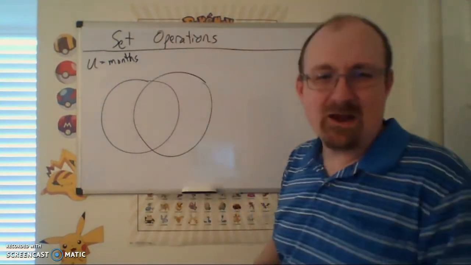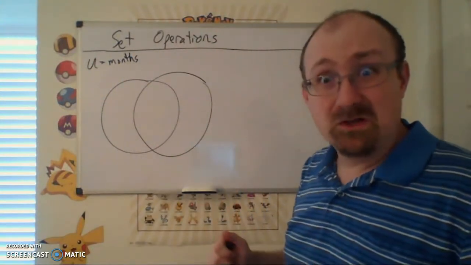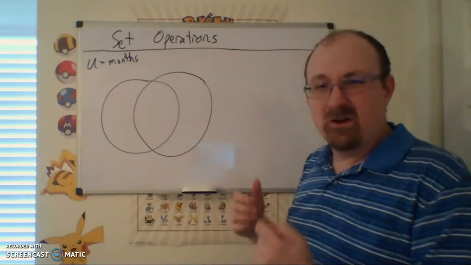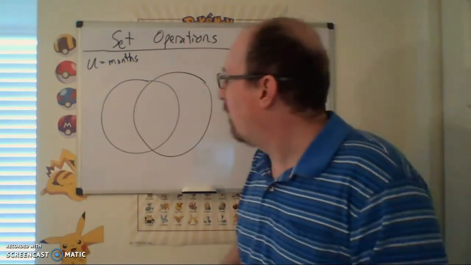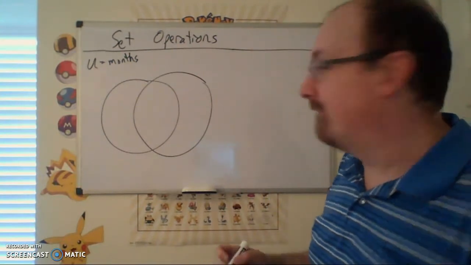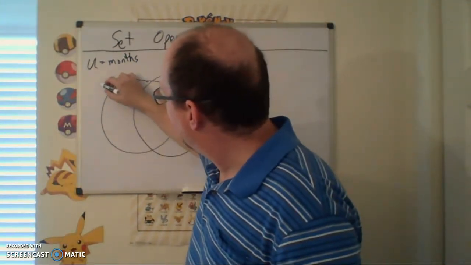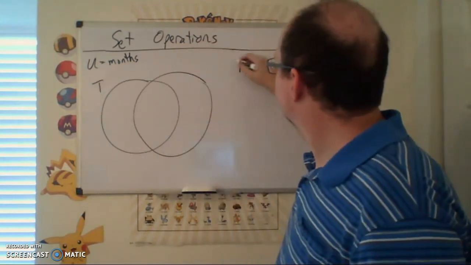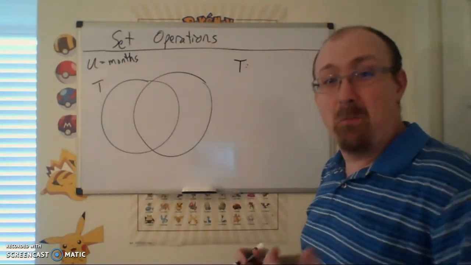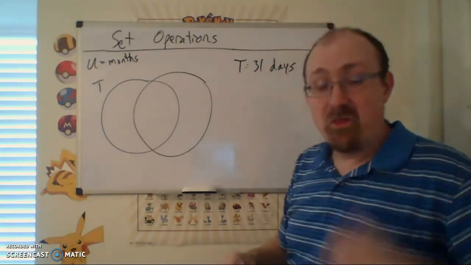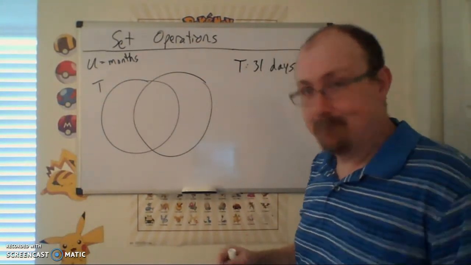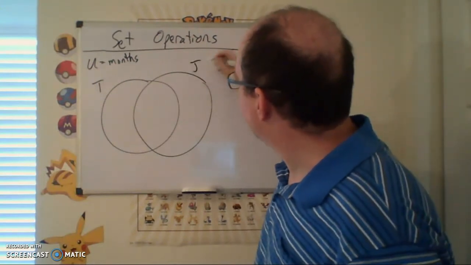So this may not look terribly mathematical at the moment, but I promise we're really doing math stuff. We want our universal set to be the months in our calendar year, and I want to make two subsets out of those. So I'm going to have the set T. That's going to be the set of all months inside our universal set which have 31 days in them. Okay. Then I'm going to have another set J.